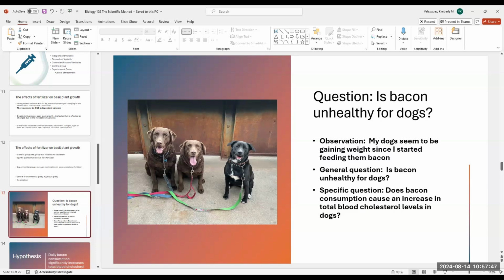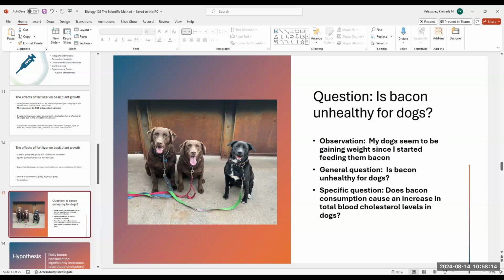So let's pretend that in our experiment, we've decided that we're going to look at how bacon consumption affects total blood cholesterol levels in dogs. And we're going to use that as our measurement of healthy versus unhealthy. So my specific question is going to be, does bacon consumption cause an increase in total blood cholesterol levels in dogs?